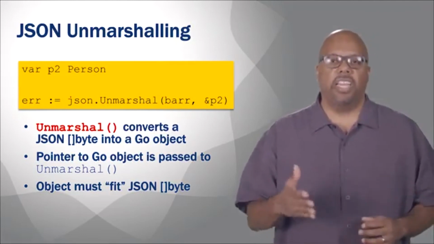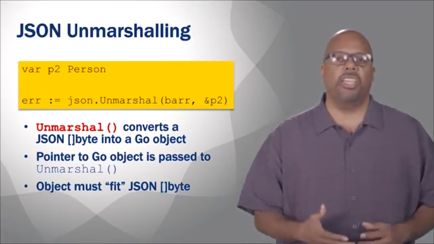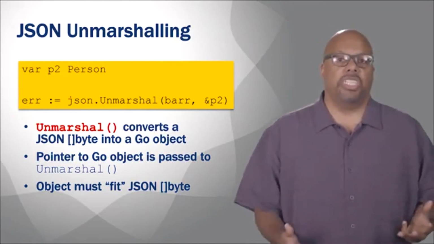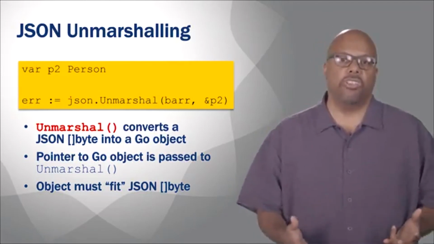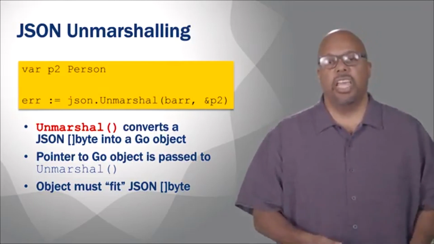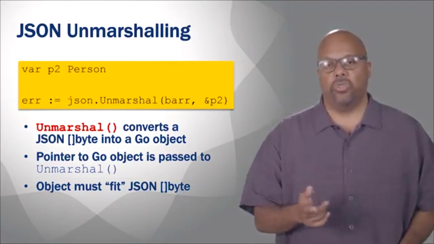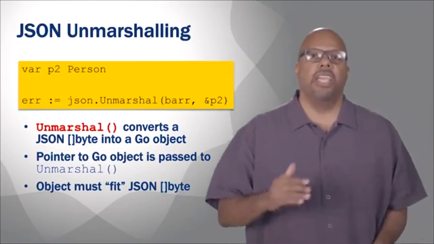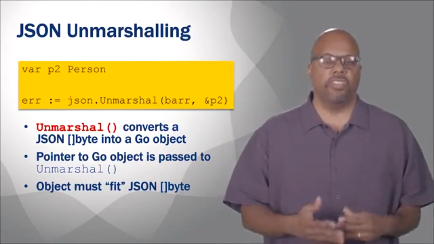But if it does, then what will happen is you call unmarshal, and in the end, P2 will be a struct that contains all the information that was contained in the JSON object. And that error value that's returned by JSON.unmarshal is nil if everything works, everything fits. If it doesn't fit, it'll throw an error.